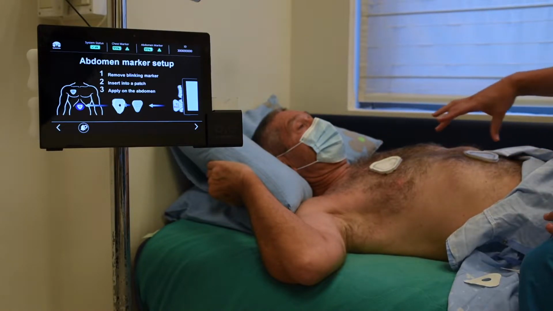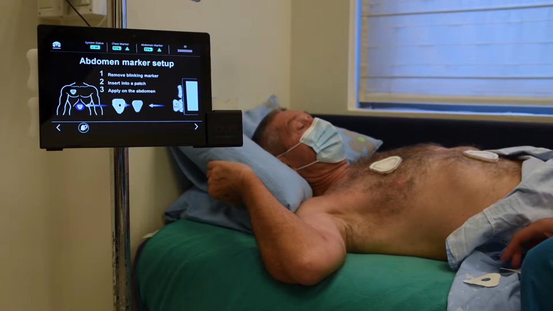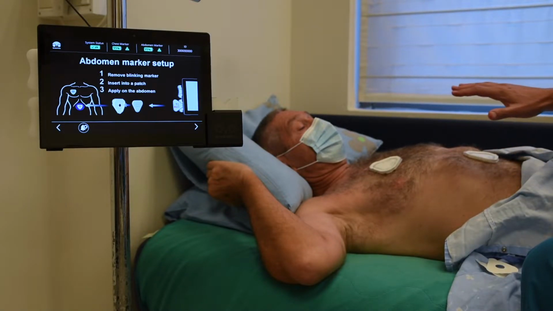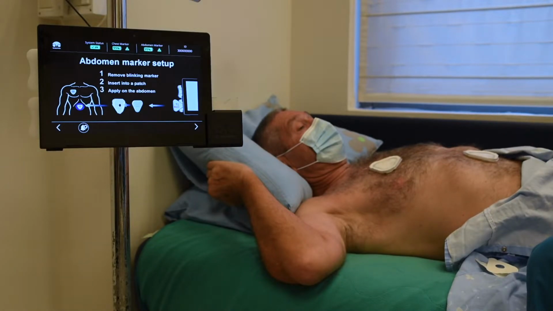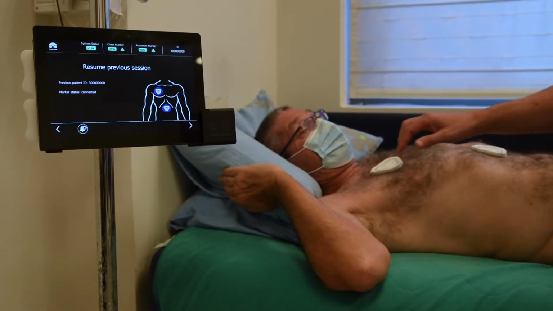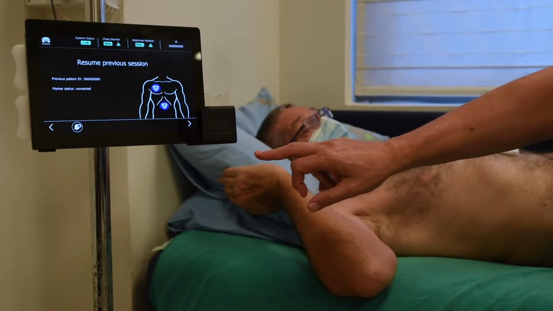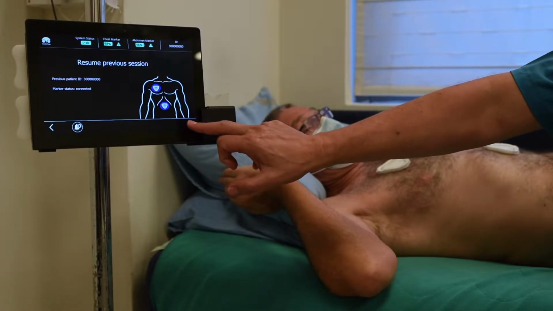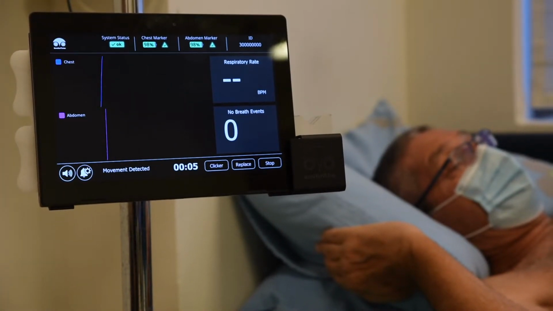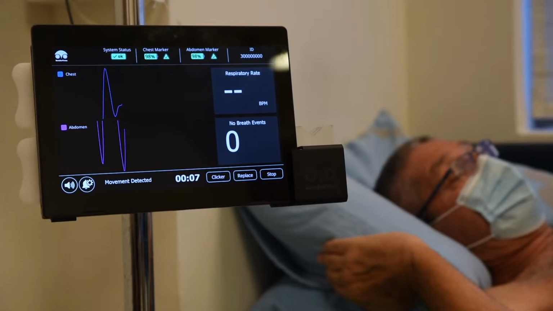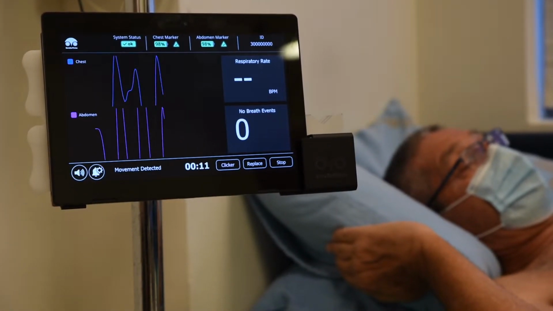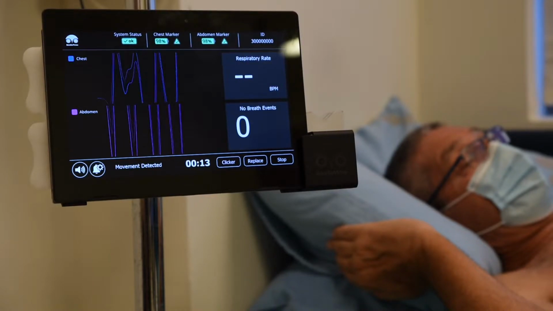So now we have two separate devices which monitor the patient's movement of the chest and the abdomen together. Now that we've placed the two monitors on the patient, we need to calibrate the system and ask the system to start to work. And so we see a period of bizarre tracings on the monitor, the blue showing the chest and the purple showing the abdomen.